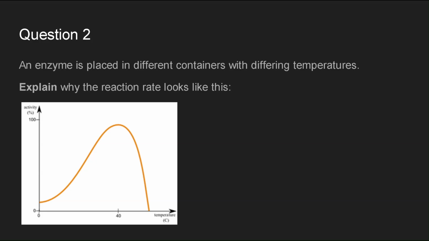Here's another question for you. An enzyme is placed in different containers with differing temperatures. Explain why the reaction rate looks like this. The optimum temperature is 40 degrees Celsius, and to the left there's a steady decrease, and to the right there's a steep decrease. Please pause the video here and come back when you have an answer.